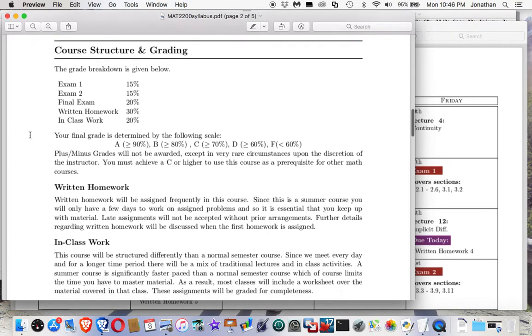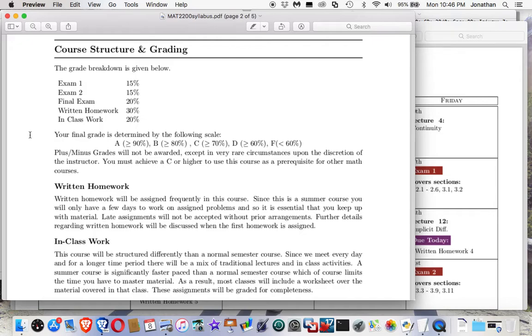The way the course will be structured for grading, we have 2 tests, a final, some written homework, and what we'll broadly refer to as in-class work. The in-class work is more going to be worksheets done over mostly every topic that we do, and I'm going to grade these for completeness instead of accuracy. What that means is if you put a good faith effort into the problem, you get full marks. If you leave something blank or you don't really do the problem, not full marks.